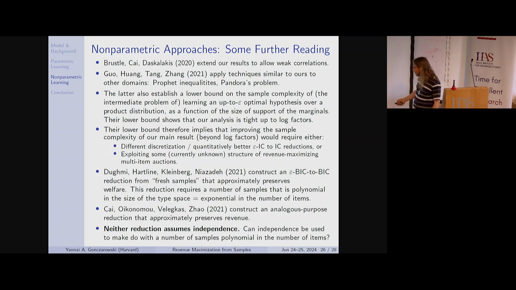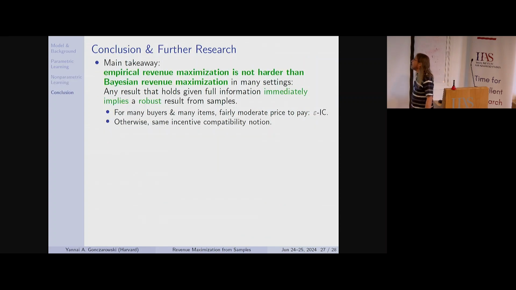Can independence be used to make do with a number of samples that is polynomial in the number of items? I think that's a very interesting question. Can we improve these reductions to somehow leverage independence? It's a hard question, but a very interesting one. Conclusion and further research.